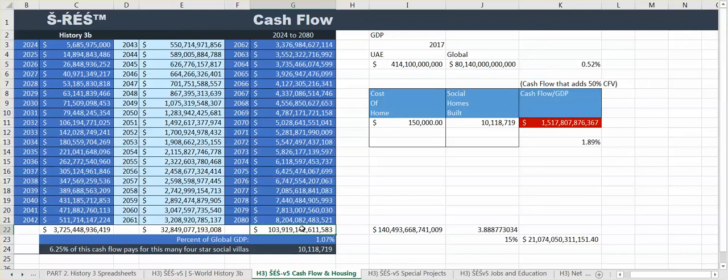Why this cash flow is more than the 24 trillion, because this cash flow's had growth of 2.5%, I think, added to it all the time. Actually, it has 5%, 2.5% of that 5% is global growth. Okay, so there we see this money.